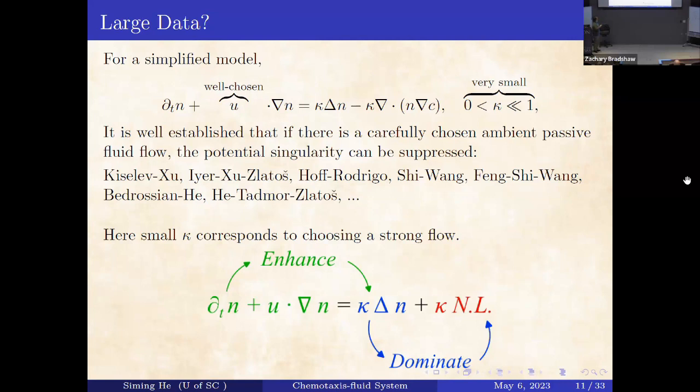It's well established that if your u is suitably chosen, the potential singularity in this equation can be suppressed. This kind of velocity field is like what you learn in Anna's lecture notes and later. You can choose it to be exponentially mixing flows or shear flows, and many things, but the idea is similar. You look at this equation, for arbitrary nonlinearity you put it here, and kappa is small. These two effects are smaller than the fluid effect.